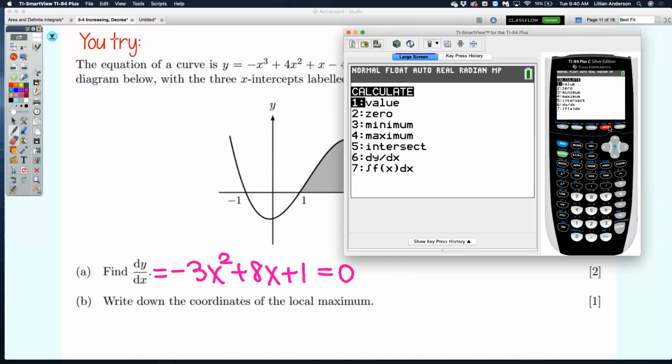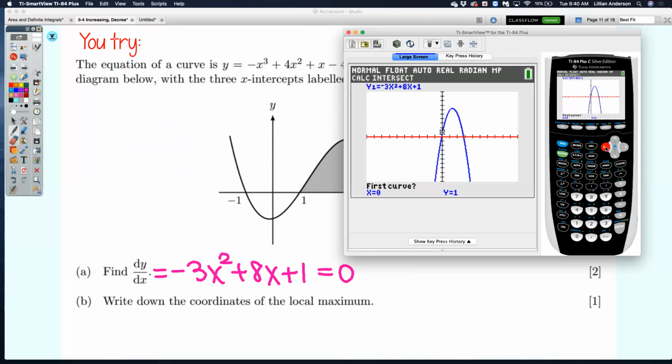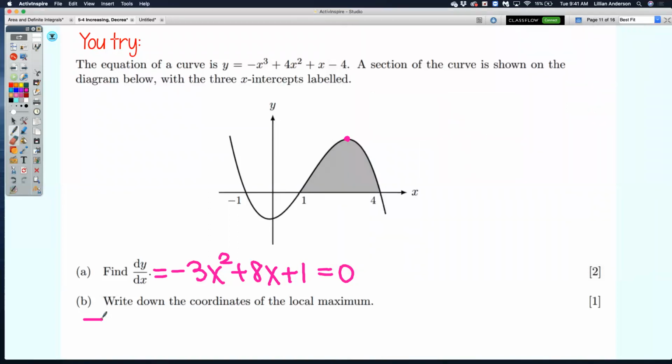Second trace, intersect. Remember, since I have 2 different intersection points, I want to get to the one that's closest to the left. I click enter 3 times. And I can see one of those values rounded to 3 significant figures would be what? -0.120. Because remember, it was -0.1196. The 6 rounds the 9 up, the 9 rounds the 1 up. So we have that one.